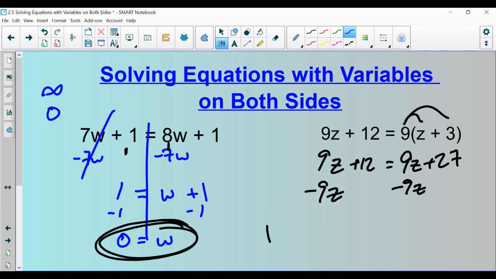Well, what happens when I do that? 9z minus 9z cancels. 9z minus 9z cancels. What do we have left? 12 is equal to 27. Let's both say 27. Okay. That is not a true statement. 12 does not equal 27. So this, once again, is no solution.